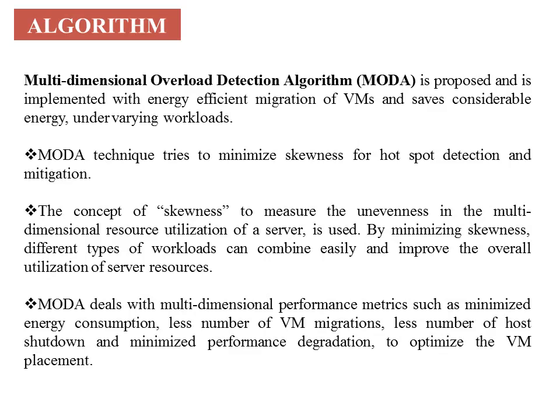Next, moving on to the algorithm, this tries to minimize the skewness. I have been talking about a word called skewness from the beginning, which is nothing but the unevenness or randomness in the multi-dimensional resource utilization of the server. Once you minimize this skewness under different workloads, you can improve the overall utilization of the server resources.